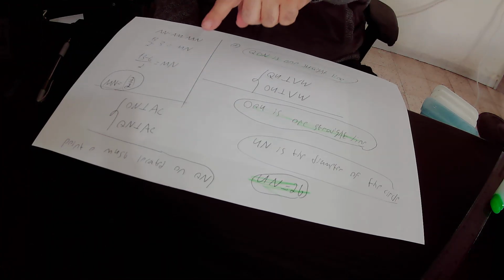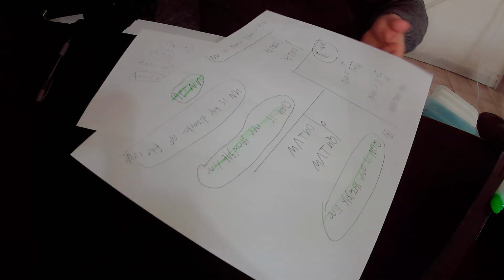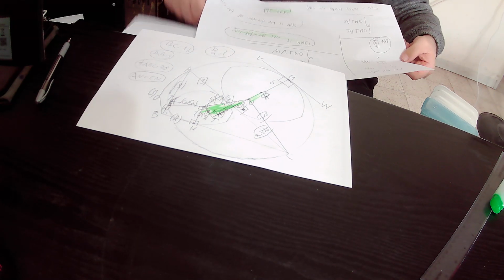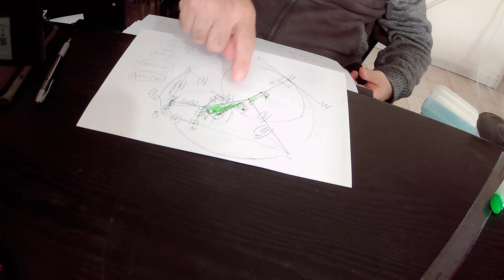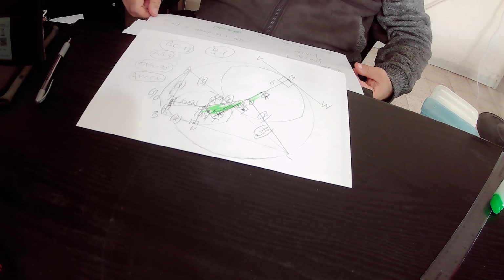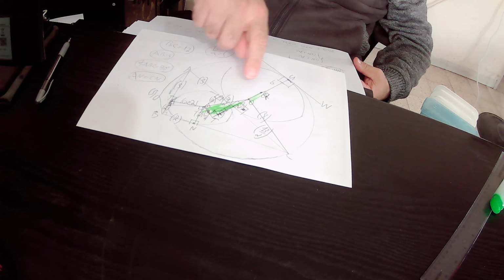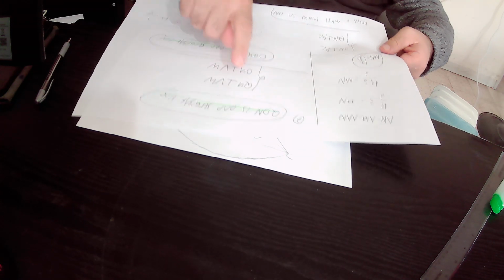From those two facts, ON is perpendicular to AC and QN is perpendicular to AC, we will derive that point O must be located on QN. This point O, that is the center of the bigger circle, must be located on the radius QN. If O is located on the radius QN, it means that QON is one straight line. This line segment QON is one straight line.